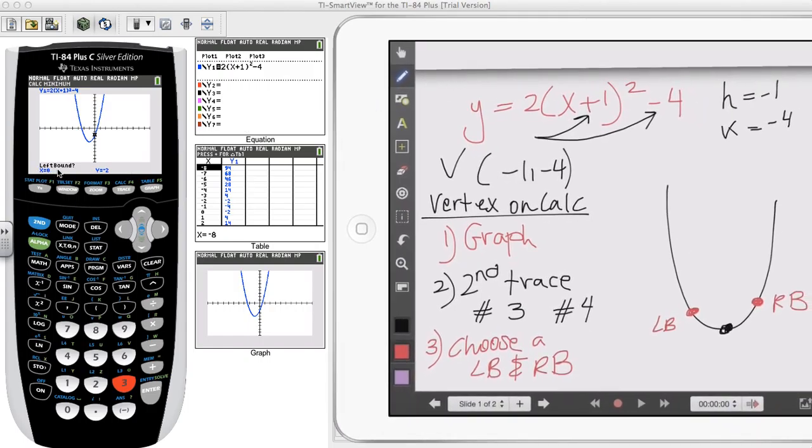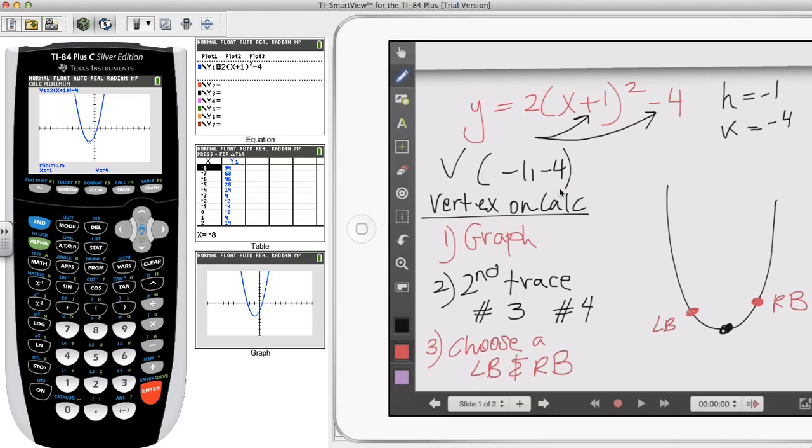So they're asking for the left bound. Let's move the cursor to the left of your vertex. There you go, and press enter. Then, as you can see, it's asking for the right bound now. So move the cursor to the right of your vertex and press enter. Once you do that, you'll see two arrows showing that the vertex is going to be between them. And yes, the vertex is between those two. So I'm going to guess by pressing enter. And it's going to tell me that my minimum, as you can see, since I chose minimum, is (-1, -4).